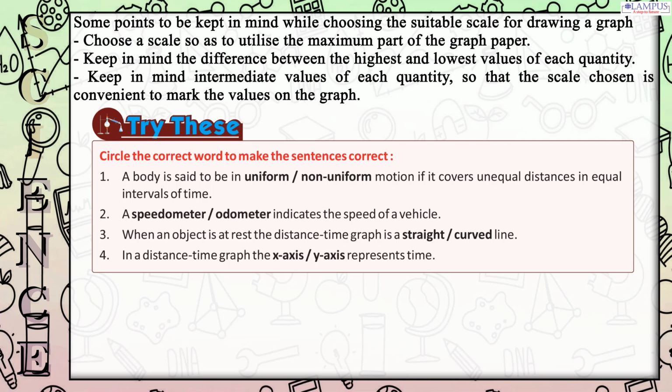1. A body is said to be in uniform, non-uniform motion if it covers unequal distances in equal intervals of time. 2. A speedometer, odometer indicates the speed of a vehicle. 3. When an object is at rest, the distance-time graph is a straight, curved line. 4. In a distance-time graph, the x-axis, y-axis represents time.